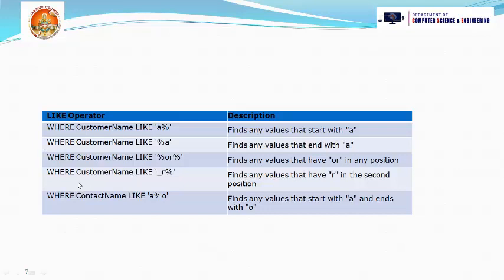The third pattern is '%OR%', that means names consisting of OR at any place. The fourth pattern is '_R', which means the first character may be anything, but the second character must be R. And the last pattern represents names that start with letter A and end with letter O.